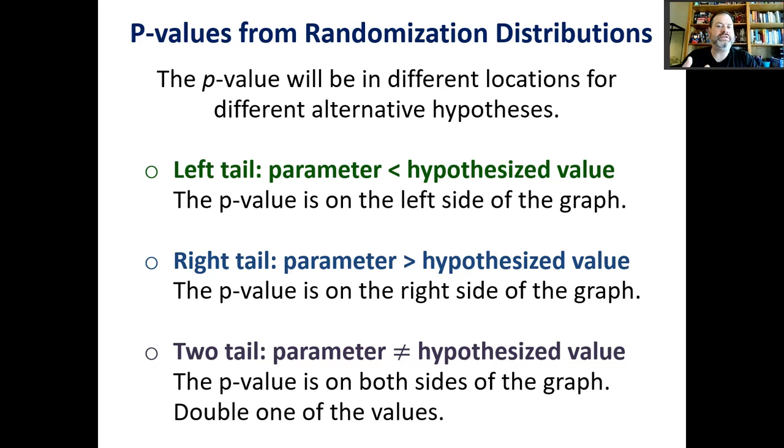The p-value will be in different locations for different alternative hypotheses. Depending on what you clicked, if you clicked a left tail for a less than, the p-value shows up on the left side of the graph. If you clicked right tail, the p-value shows up on the right side of the graph. And if you click two tail, the p-value is on both sides of the graph, and you either add the numbers together or double one of the values. You have many examples coming up.